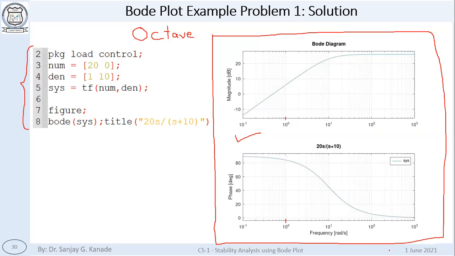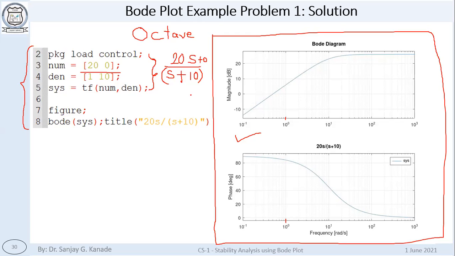Okay. The program is quite simple. By this time, you know these first four commands, right? Package load control will load the control system toolbox. Then num is 20, 0, because we have the function 20s divided by s plus 10. 20 is the coefficient of s, so this is like 20s plus 0, right? The coefficient of s raised to 0 is 0. That's why we have to put 0 here. And for the denominator, 1, 10.